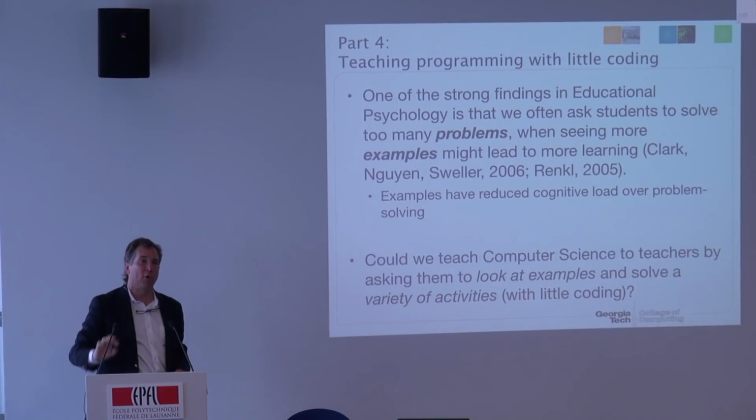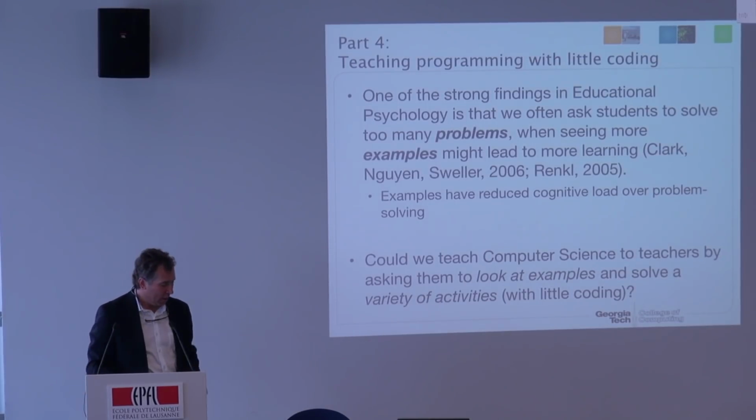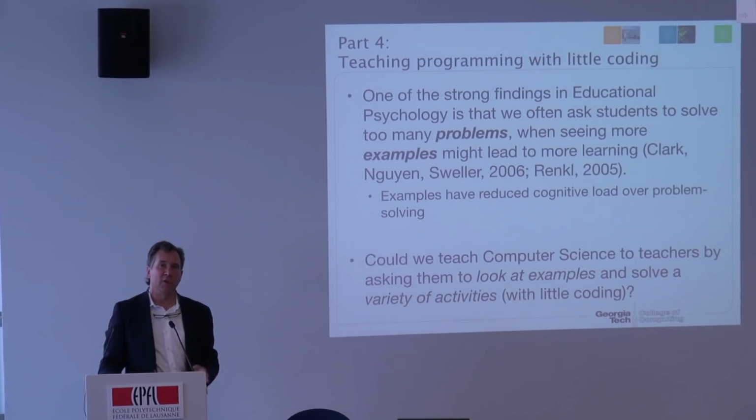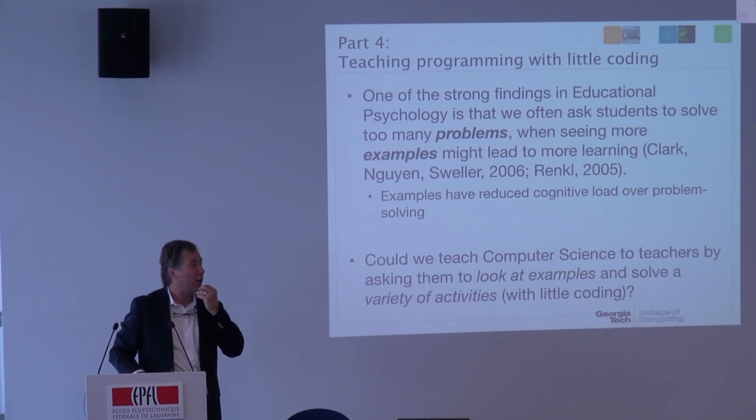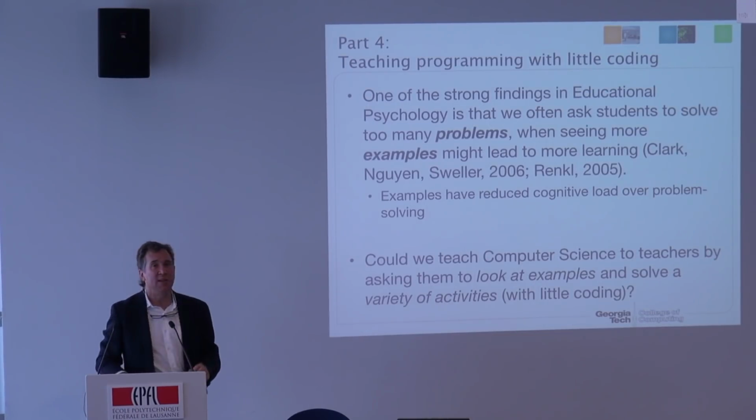Part 4, teaching programming with relatively little coding. One of the strong results in cognitive science, even older than 2005, and I don't have the original reference by Sweller and Clark, is this idea of worked examples. In general in STEM, are you having a problem with for loops? Let me give you an assignment where you're going to have to use 12 for loops, as opposed to, let me give you 12 programs that use for loops. Worked examples versus more problem solving.